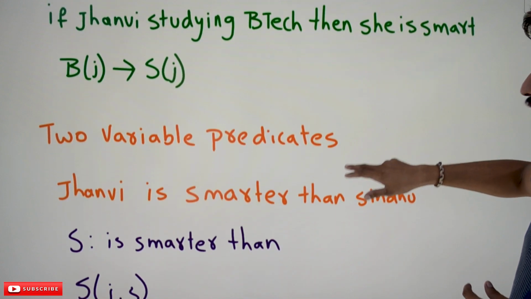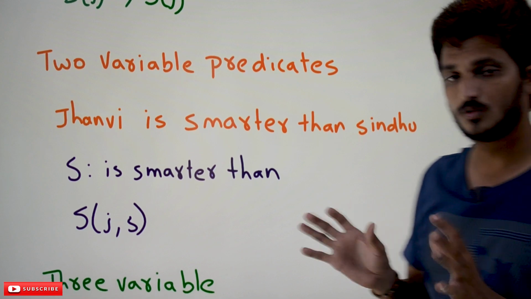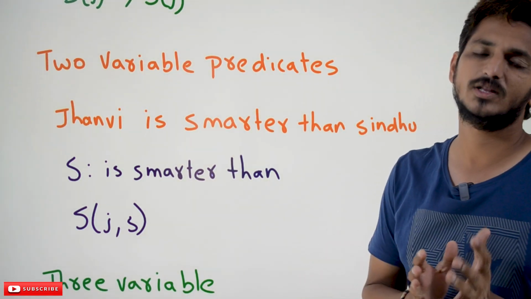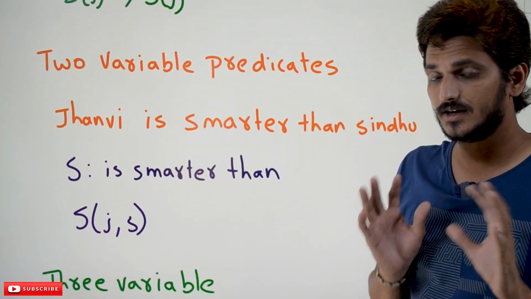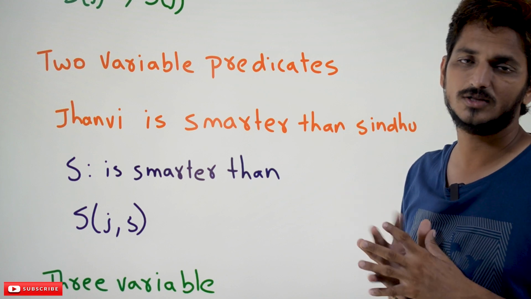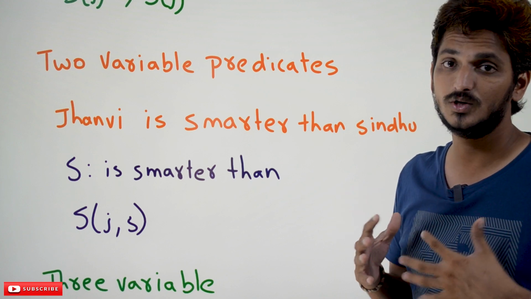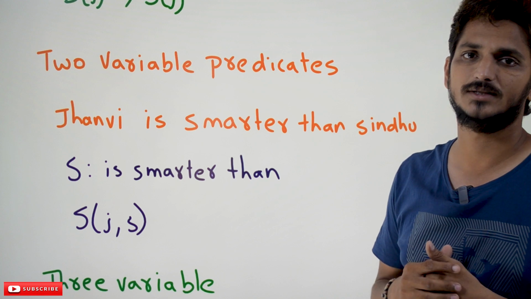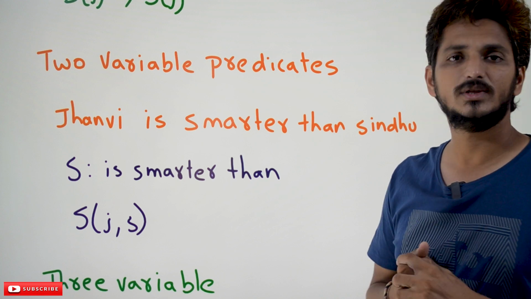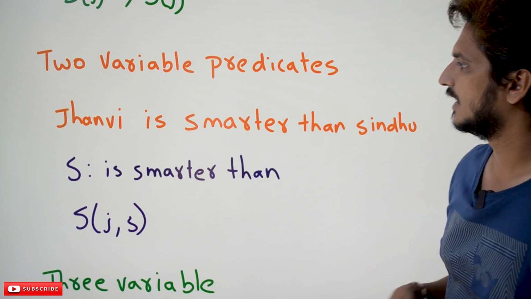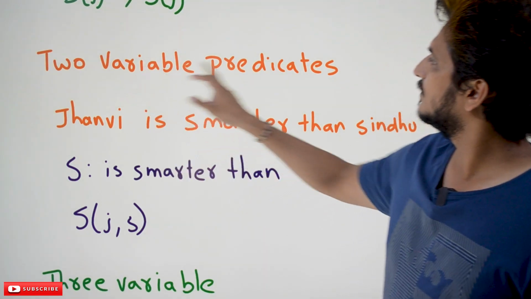Now consider two variable predicates. We are going to discuss two variable and three variable examples for a better understanding of predicate logic. But in our syllabus we don't have two variable examples. Mostly we are going to deal with single variable examples. So let's take two variable predicates.